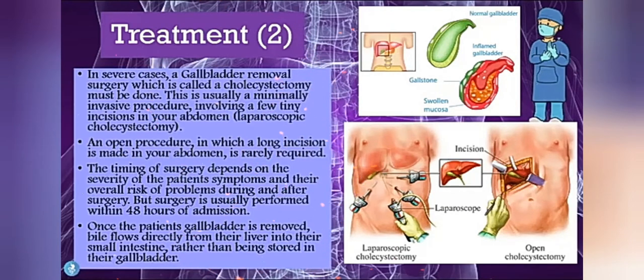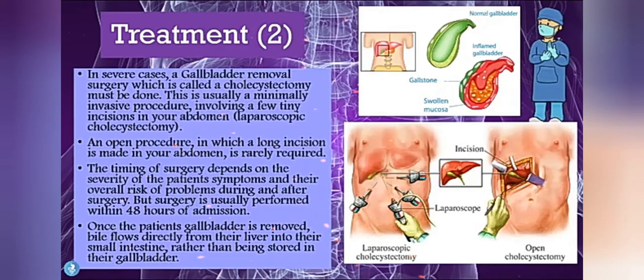We can also do an open procedure in which a long incision is made in your abdomen, but this is rarely required. This is the picture we have on my right. We see the open cholecystectomy, in which we have a long incision to enter into the abdomen to get to the gallbladder. The timing of the surgery depends on the severity of the patient's symptoms and their overall risk of problems during and after surgery. But most surgery is usually performed within 48 hours of admission. It also depends on how badly the gallbladder is infected and what the patient's vitals are sitting at.